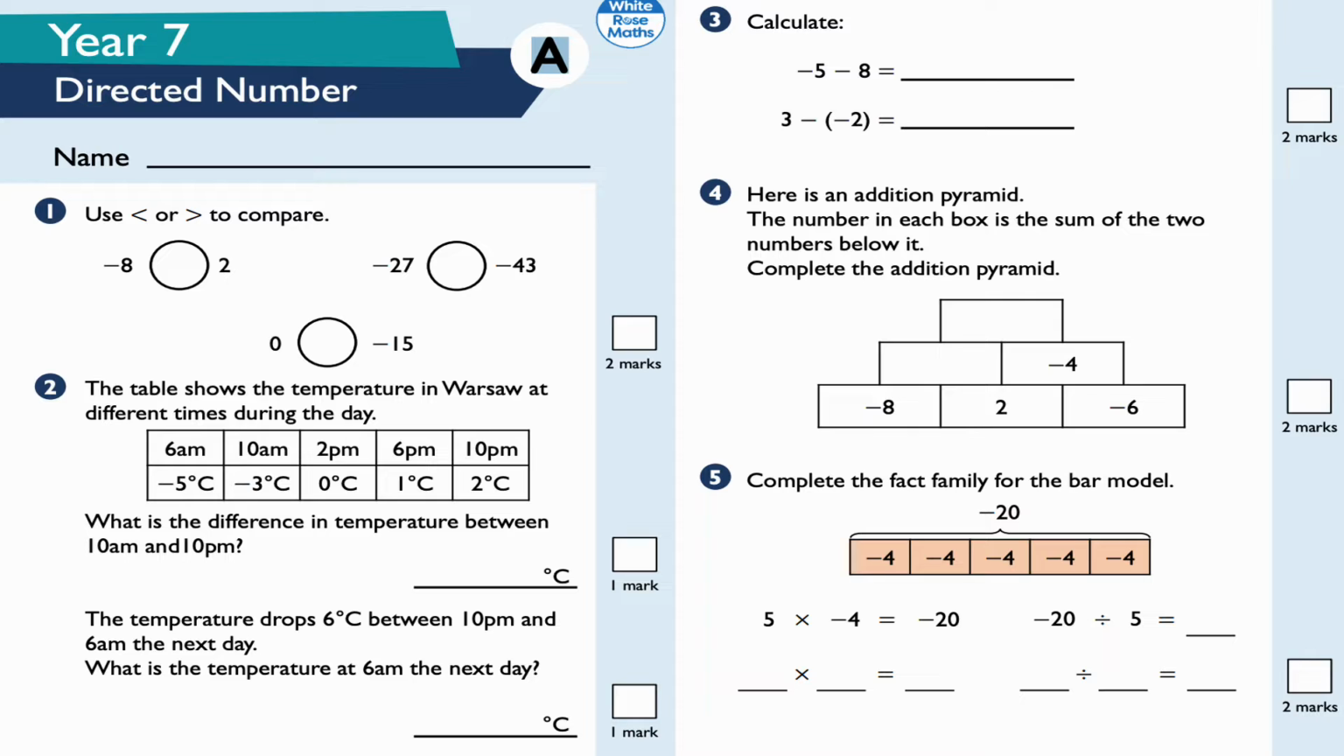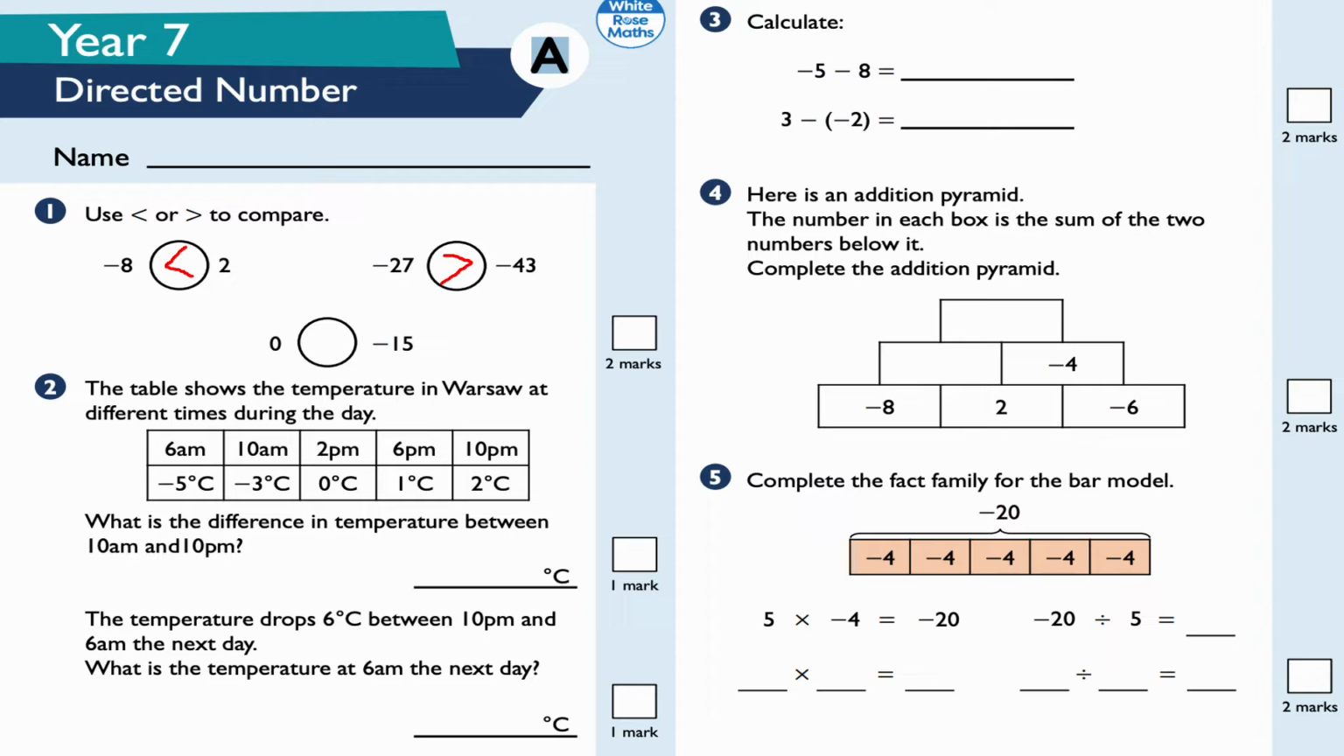We're going to start with question number 1. Use the less than or greater than sign to compare these numbers. -8 and 2. Well, 2 is bigger than -8, so it looks like that. -27 and -43. Now, the more negative my number is, the smaller it is, if that makes sense. So, -27 is greater than -43.